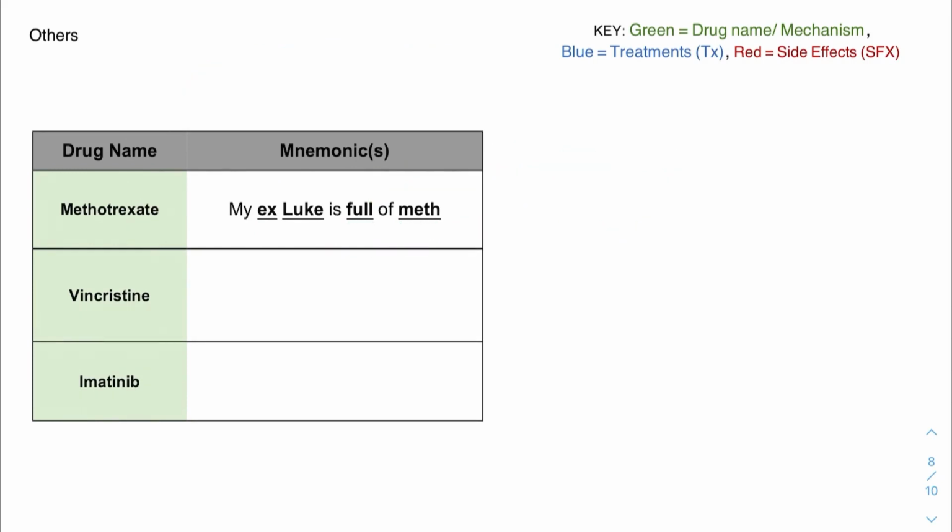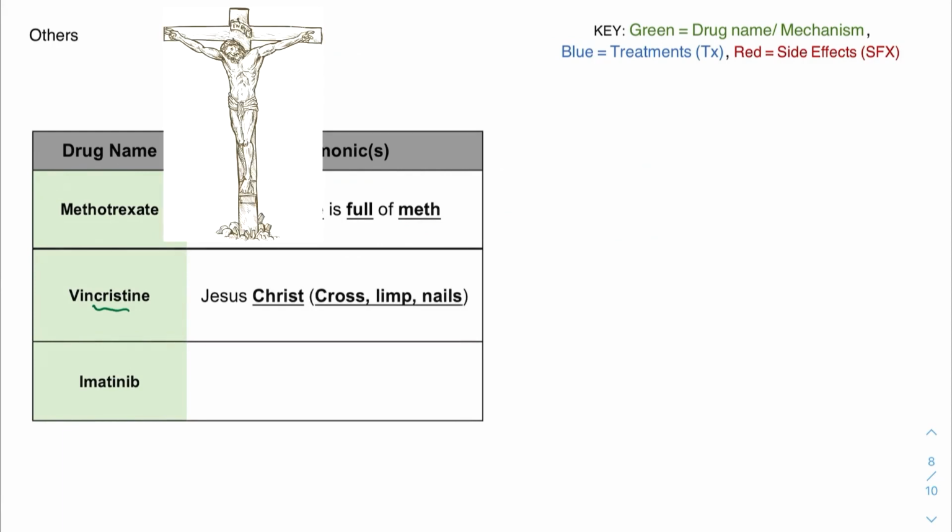So this next one might be a bit of a doozy. For Vincristine, I would like you to think of none other than Jesus Christ himself. In particular, there are some attributes about Jesus Christ that would be useful to know what Vincristine does. So assuming y'all know what Jesus looks like, I'll put up a picture now of what I'm talking about. I was raised Christian, so I should get a little bit of a pass using this as a mnemonic and spreading my wisdom here.